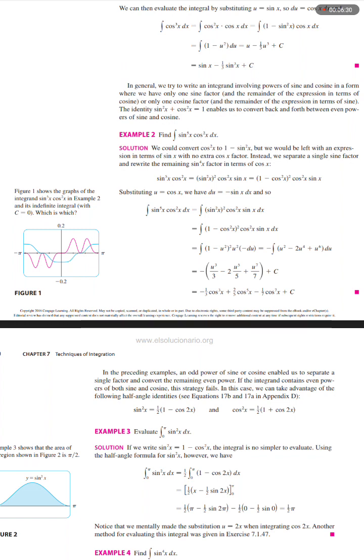Sidebar, figure 1 shows the graphs of the integrand, sine to the fifth power x cosine squared x, in example 2 and its indefinite integral with C equals 0. Which is which? See figure 1.